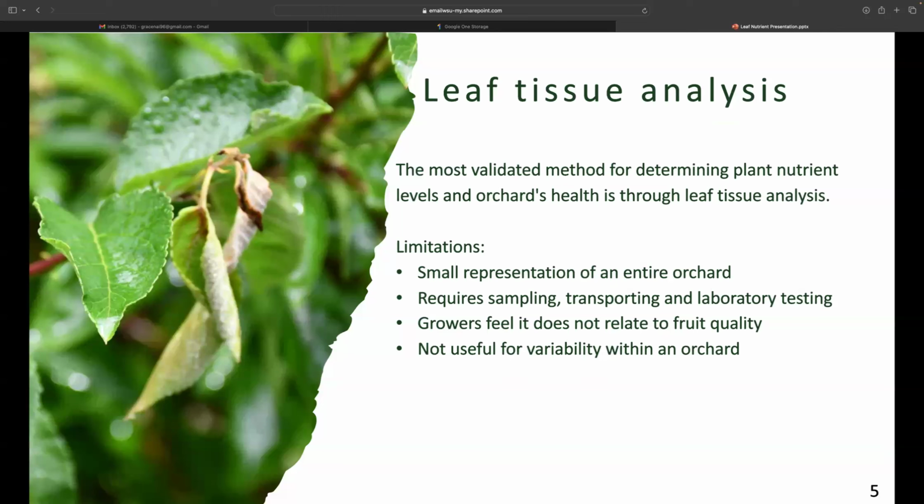Leaf tissue analysis is one of the most valuable and validated standardized tools to diagnose nutrients or monitor the nutritional status of any orchard. Limitations, as listed: a small representation of the entire orchard, and it requires sampling, transporting, and laboratory testing. Chlorophyll measurement does not relate to fruit quality and is not useful for variability within an orchard.